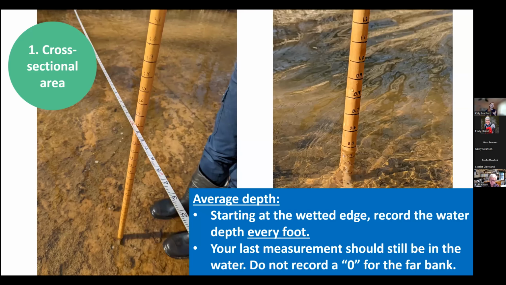And then we need to get the second part of our area, which is depth, taking our average depth. So you're going to start at one side of your stream at the wetted edge, and you're going to record the water depth every foot across the stream. As a reminder, your last measurement should still be in the water. So if you move a foot and you're not in the water anymore on the other side of the stream, do not record a 0 on your data sheet. We're only recording water depth, not land depth. So if you reach the other bank, you're just going to stop, and you're only going to have that many depth sample points.